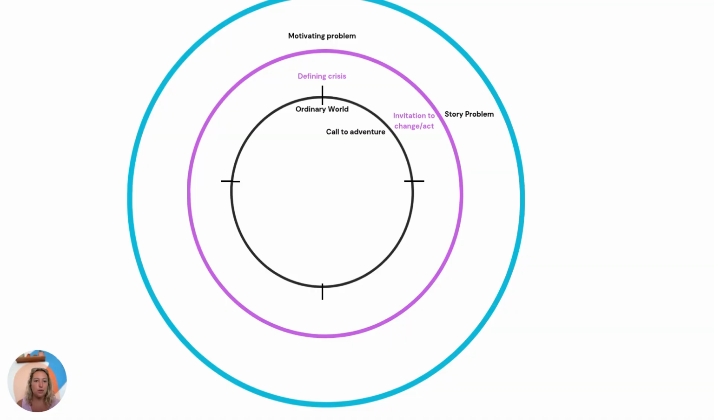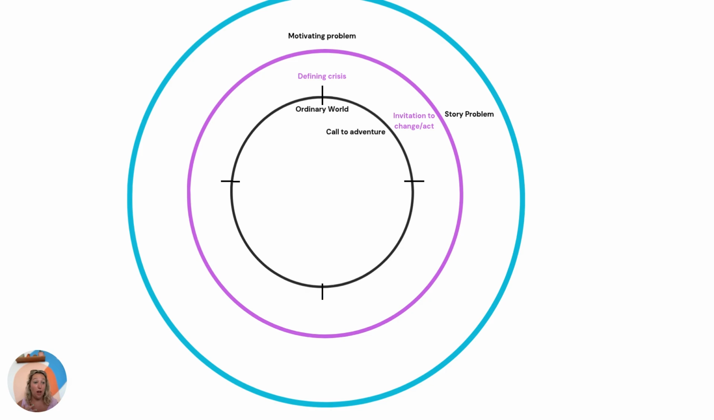So let's move to the next one, which is our call to adventure. This is when we get a sense of what the story is going to be about. We maybe don't have the full indication of where we're going, but this is when the character is called to act or change, basically. In The Lion, the Witch, and the Wardrobe, this is when Lucy discovers the magical wardrobe, meets Mr. Tumnus, and hears about the White Witch.